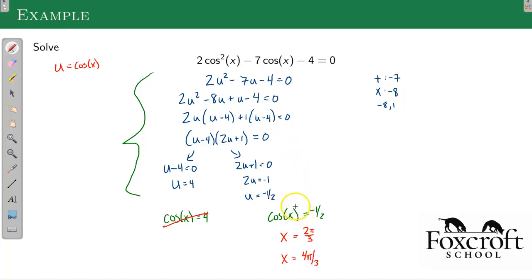Then don't forget, those are the 2 answers on the unit circle, but there's an infinite number of answers, so I have to add plus 2 pi k to both of these. So very similar to the quadratic type problems we were doing before, the only difference is that very last step, now you're solving a trig equation.